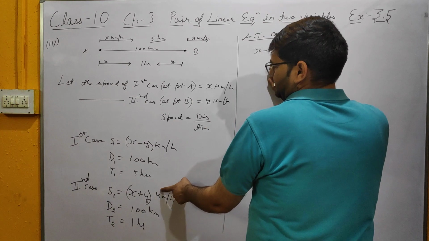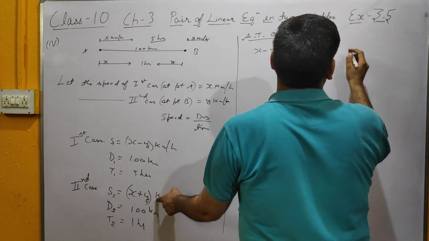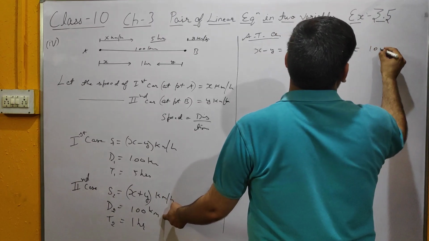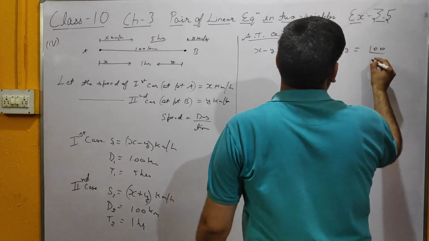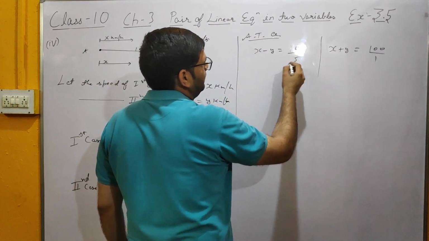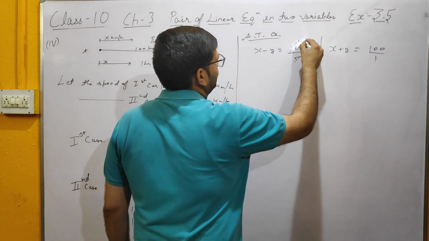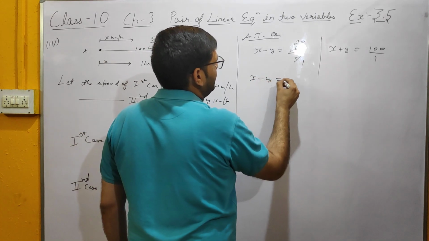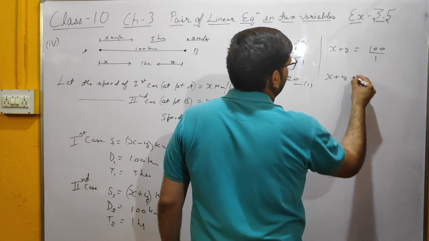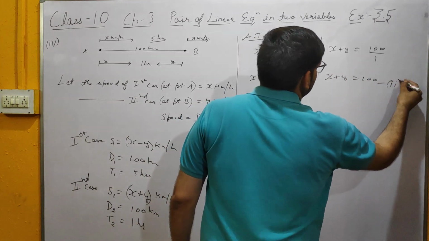And this is the second case. Again speed. Speed is what? x plus y. Speed equals distance. Distance is 100 only. What is the time? Time is 1. Alright, so just solve it. 5 ones are 5, 5 twos are 10, and then 0. So x minus y equals 20. This is the first equation. And x plus y equals 100. This is the second equation.